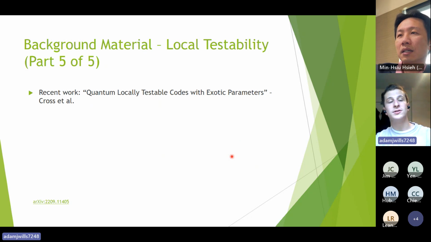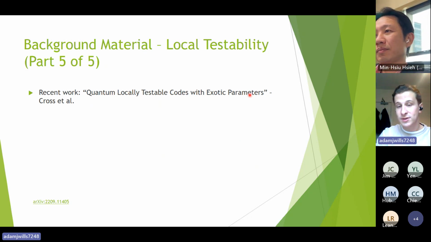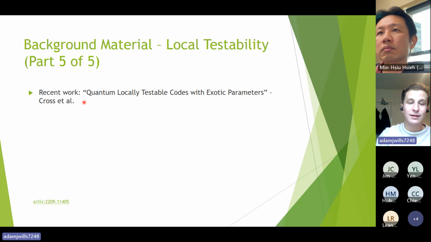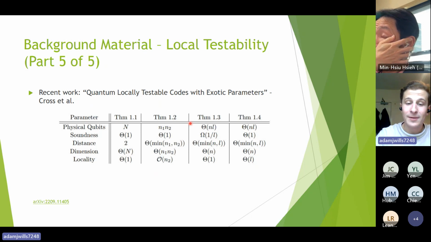So the third work that constructs quantum locally testable codes is called Quantum Locally Testable Codes with Exotic Parameters, due to Cross et al., from September of last year, so quite recent. They provide us with 4 constructions of quantum locally testable codes in the form of their theorems 1.1 up to 1.4. And something that you'll immediately notice that is different about the last 3 of these is that there appear to be 2 variables, and there are.